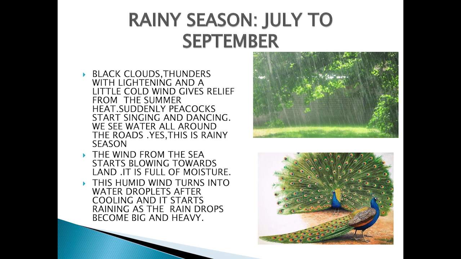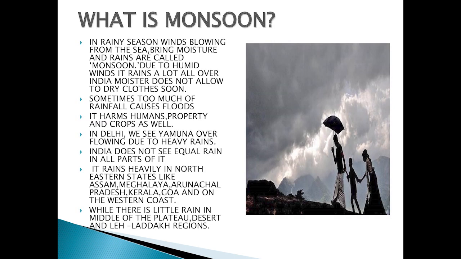Rainy season is also known as the arrival of monsoon. You must be thinking, what is monsoon? In rainy season, winds blowing from the sea bring moisture and rain, and this is called monsoon. Due to humid winds, it rains a lot all over India. Sometimes it turns into floods. Even in Delhi, due to heavy rains, Yamuna flows over the danger mark.